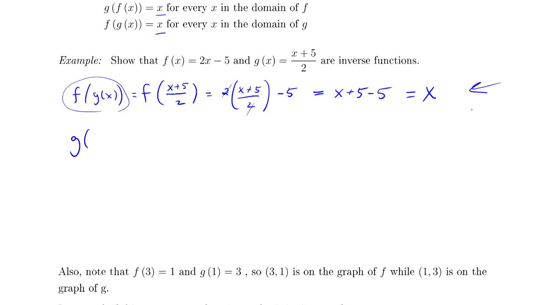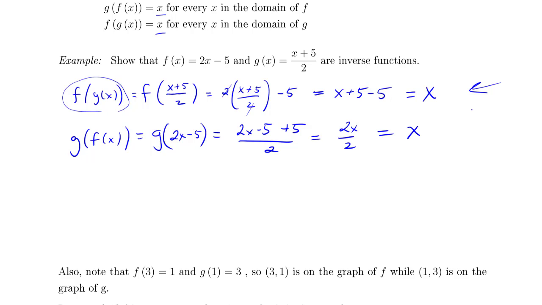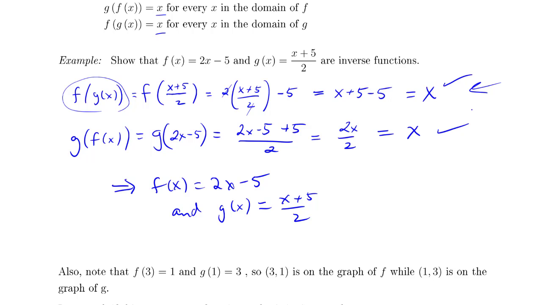All right, let's do the other way. g of f of x. That would be g of 2x minus 5. But g says, take what's given, 2x minus 5, add 5 to it, and divide by 2. Well, that would be 2x over 2, and that would be x. So in both cases, I did get the composition to give me x. This means that f of x being 2x minus 5 and g of x equaling (x plus 5) over 2 are inverses.